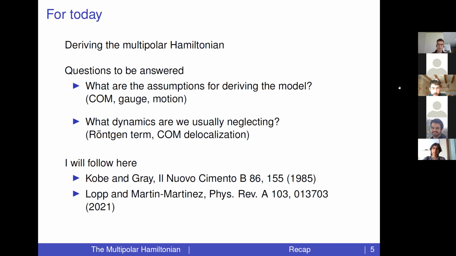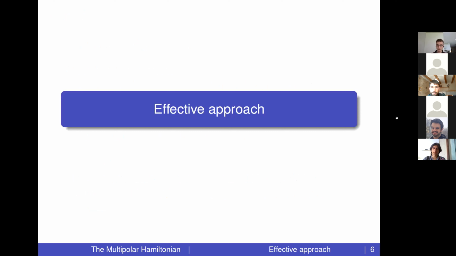Okay, and in particular today, I will follow mostly these two papers here. One is by Kobe and Gray, and the other is with my supervisor, Eduardo Martinez, and then myself. Okay. So let's start with the effective approach.